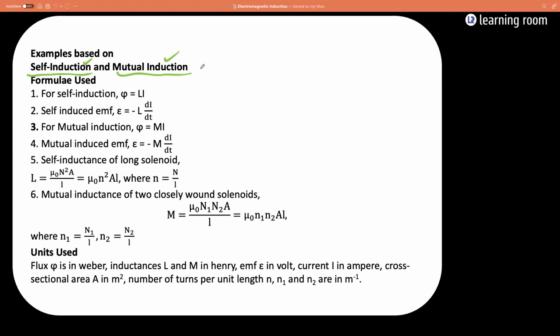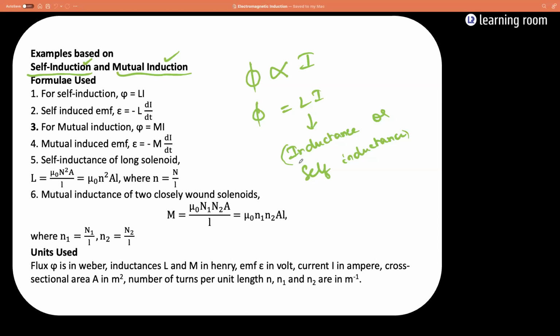So for self-inductance, what happens is the flux through a coil is directly proportional to... See, you need to know the theory, okay? Concentrate. So flux through the coil is directly proportional to the current flowing through it. Then when you remove the proportionality symbol, the constant that you introduce is L. What does this L stand for? It's called inductance, self-inductance. It's simply called inductance or self-inductance. Both mean the same. Am I clear with this?